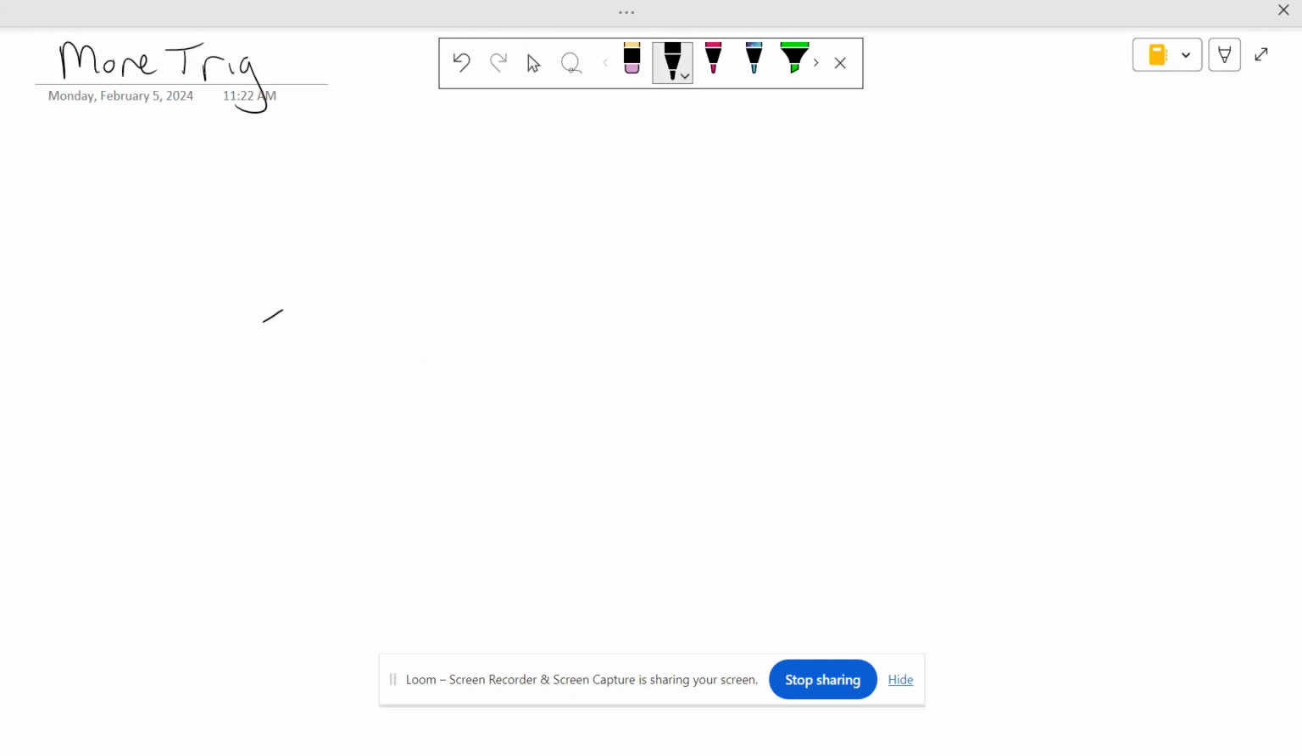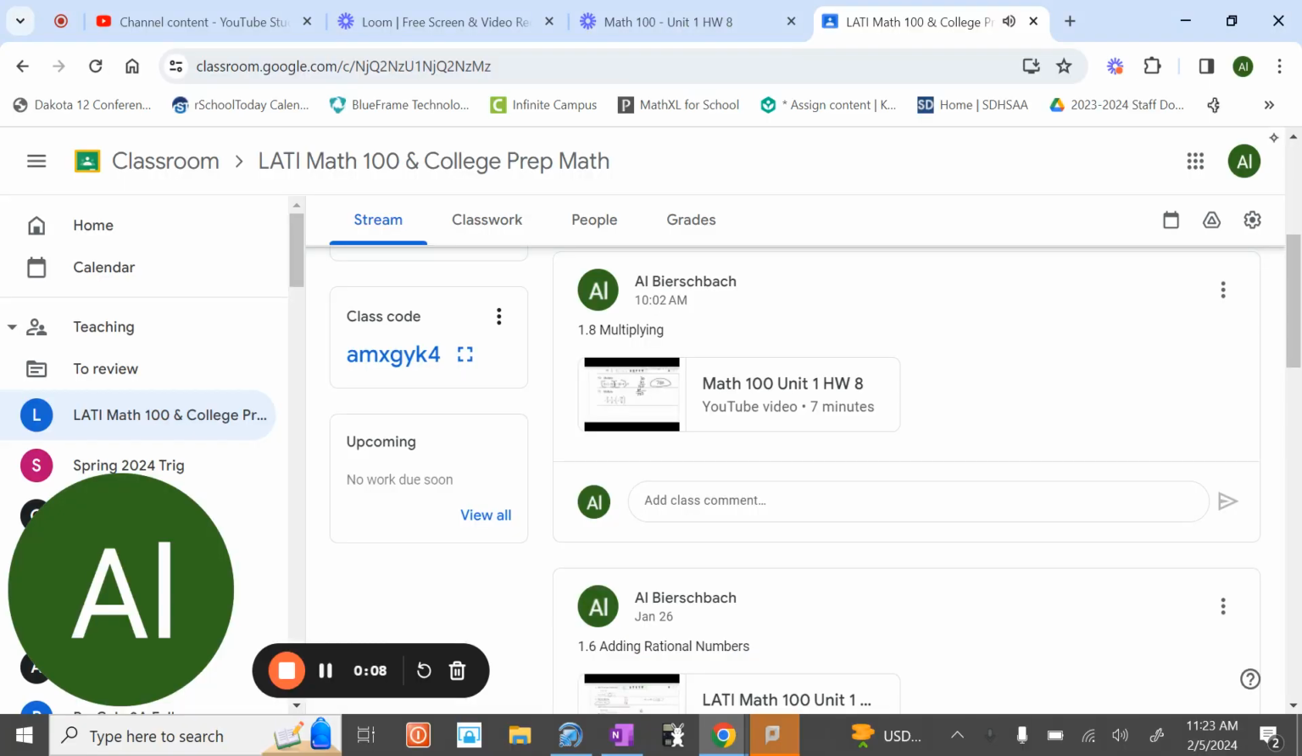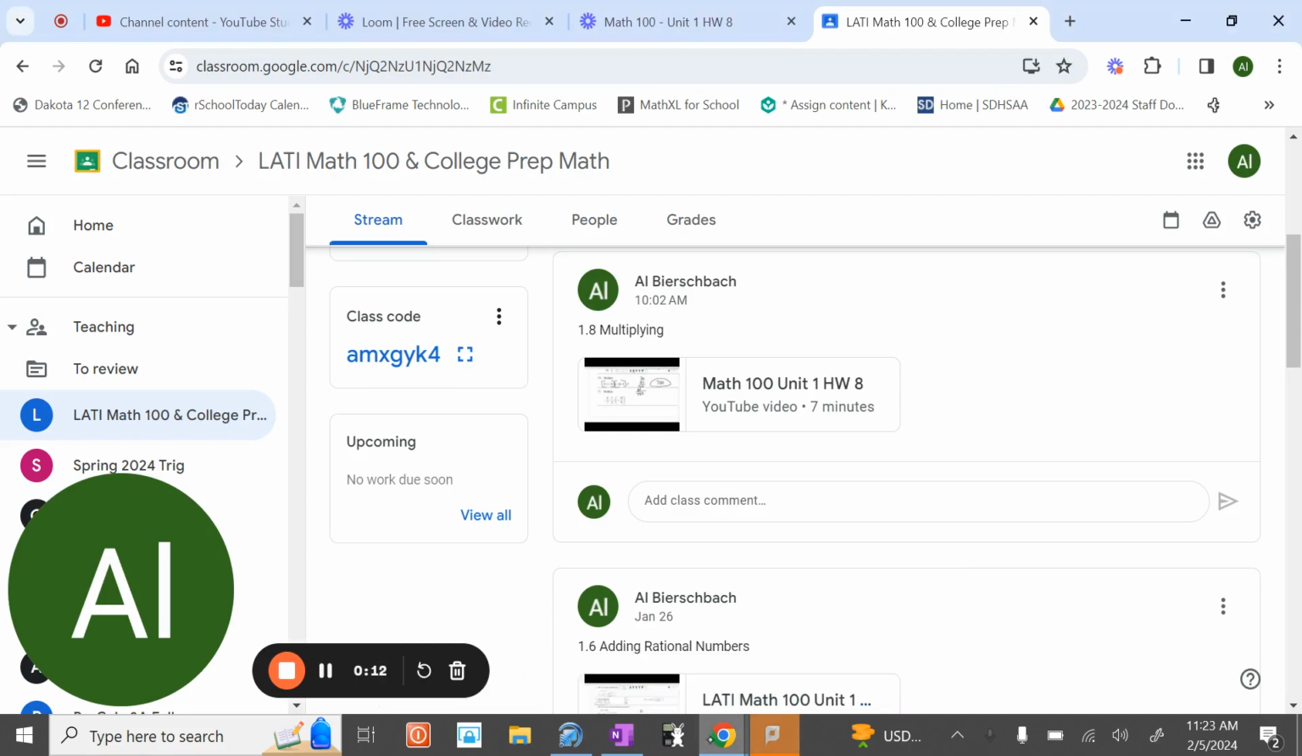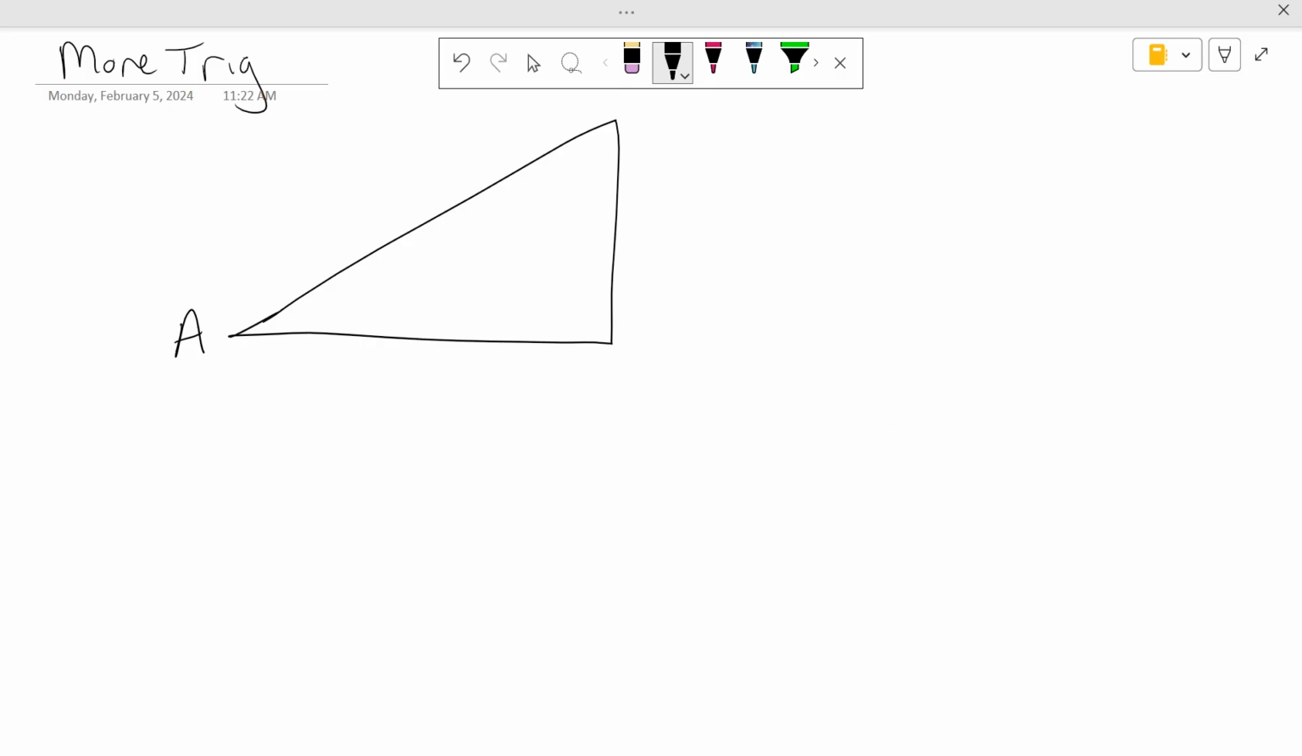So if I have a triangle and I have angle A here, all right, angle A here. This is 24, this is 16, and this is 19, okay?